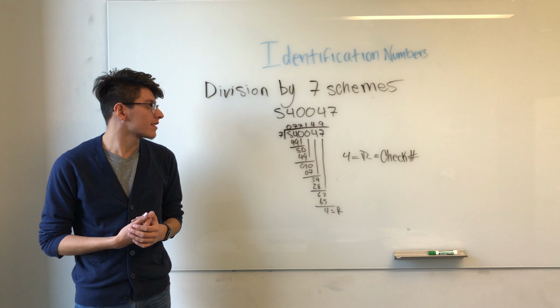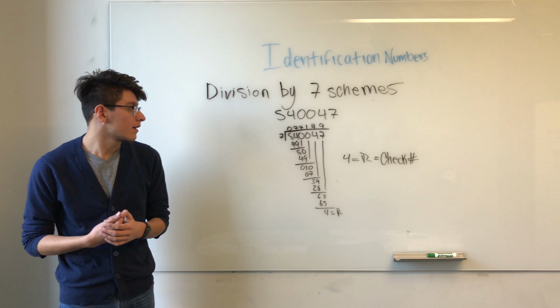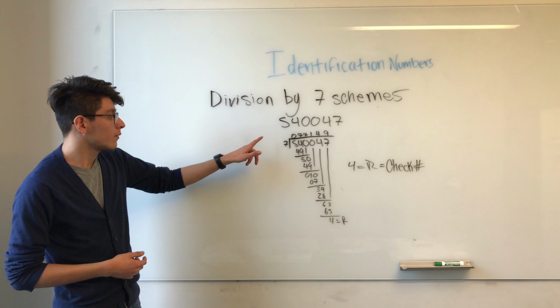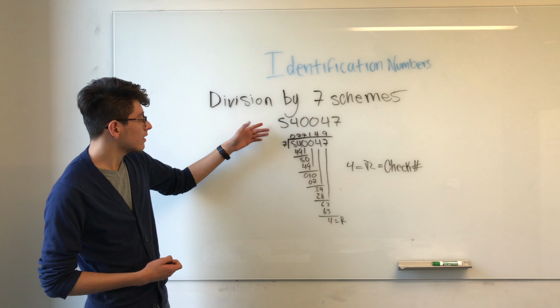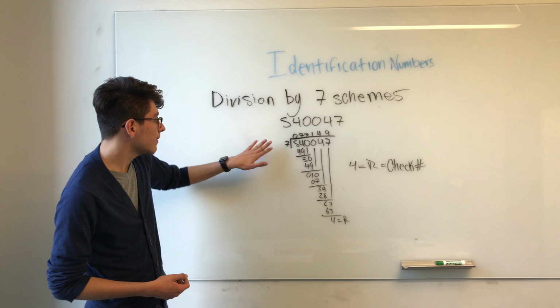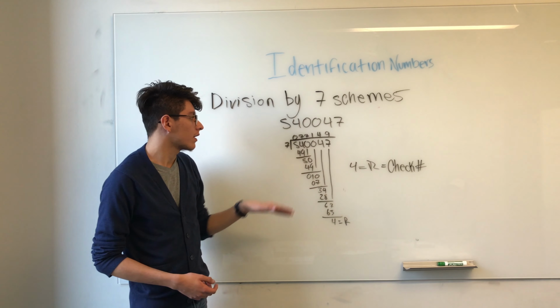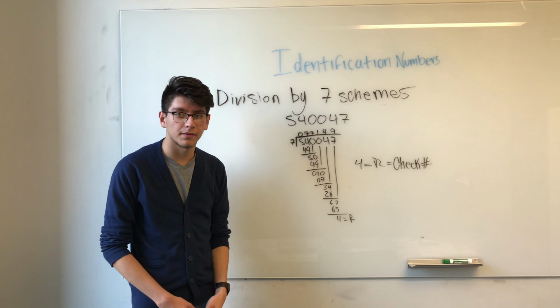The division by 7 scheme is kind of like the division by 9, where we divide a number by another number to get a check number, but unlike the division by 9, we use the actual number rather than the sum of its digits. So if we use this number, for example, and divide it by 7, we use long division to get 4, which is our remainder, and we use that as our check number. But unlike the division by 9, we don't have to include the number 4 in the number. We just assume that it's going to get 4 as a check number.